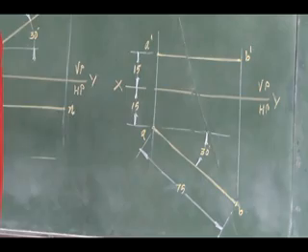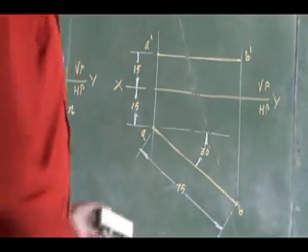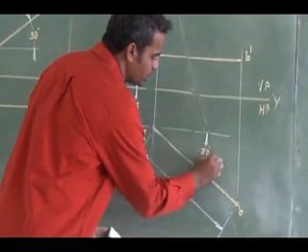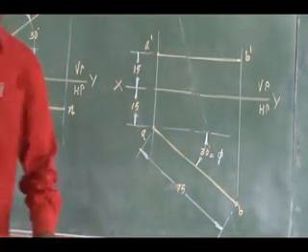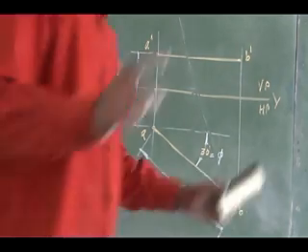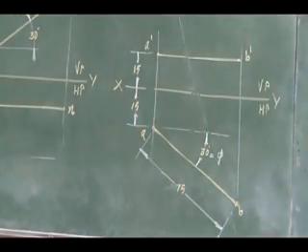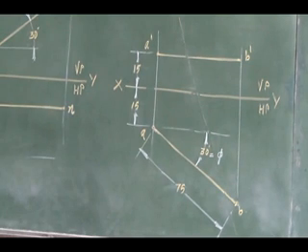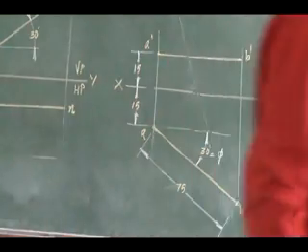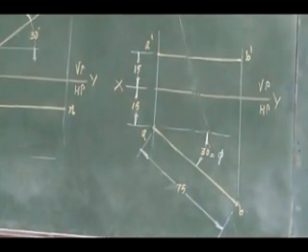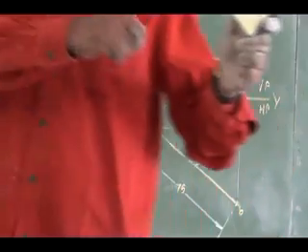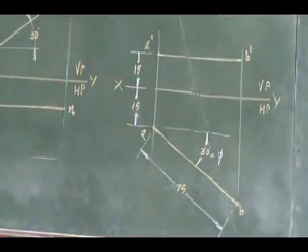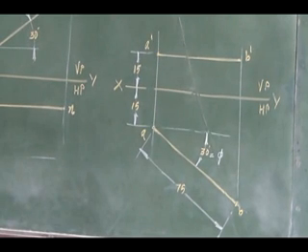Similar case, it is inclined to VP. This inclination, I would say, is the true inclination to VP. You will obtain the true inclination on a view only if the line is parallel to that plane. If a line is parallel to any one plane, then only the true inclination is obtained. In the last case, the line will be inclined to both the planes, so you won't obtain the true length at all. In both views you will obtain the apparent length. How to solve that? So you have a break. Is it clear so far?